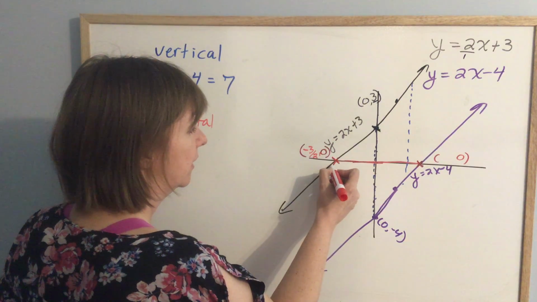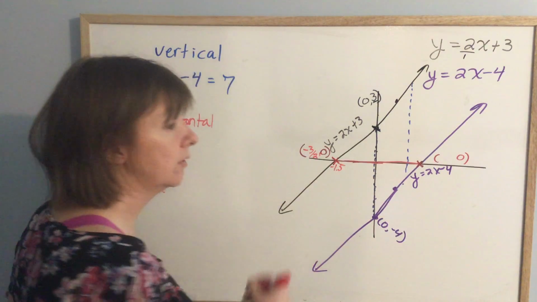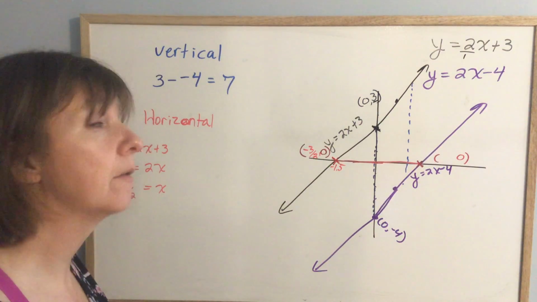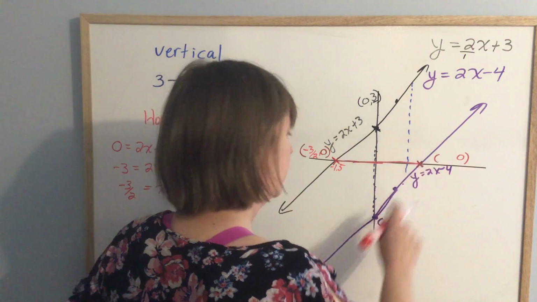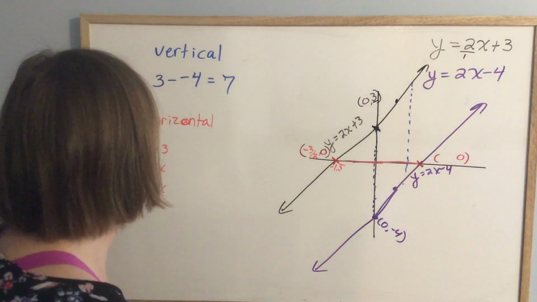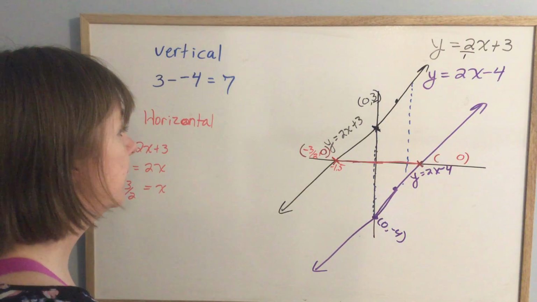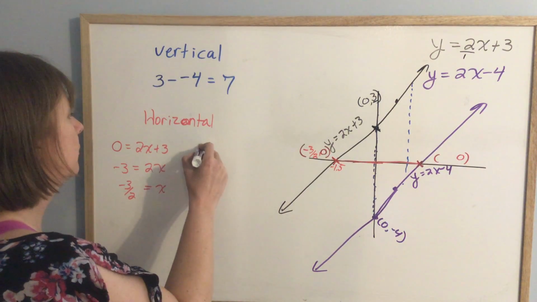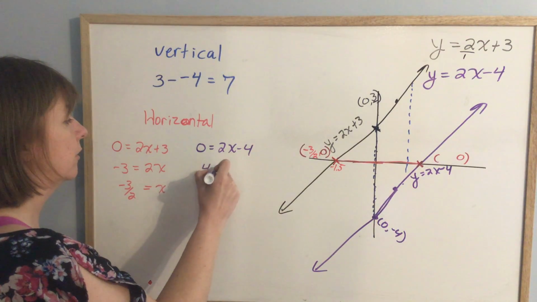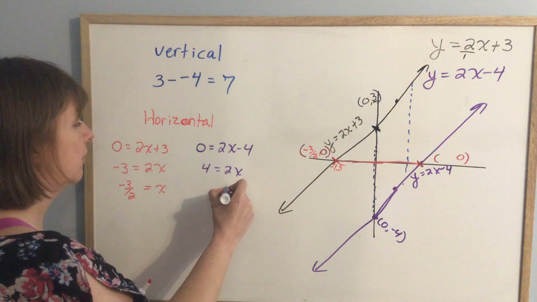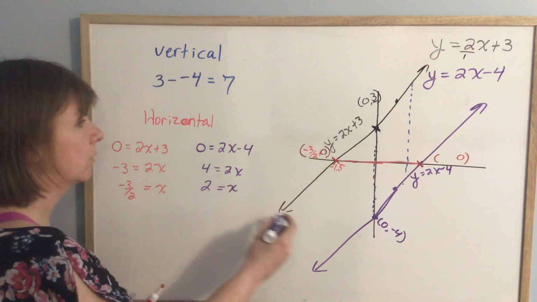So this is at negative 1.5, negative 3 over 2, negative 1.5, I don't care what you call it. Here, same thing for the purple one. If I put 0 in as my y value, and I have 2x minus 4, then 4 is equal to 2x, and so x is equal to 2.